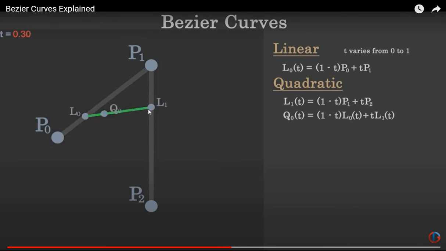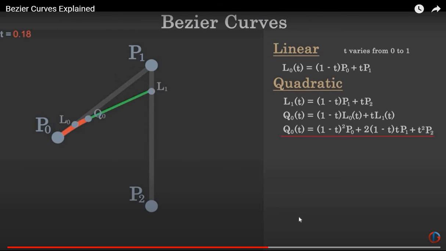Now it is L0, L1, and Q is over here close to L0. As L0 moves towards P1, and as L1 moves towards P2, that Q0 will change. I'll pause, see, and now Q0 is very close to L1. Alright, if you trace the location of Q0, you will get the red line. This is a Bezier curve for quadratic. See, t is moving.